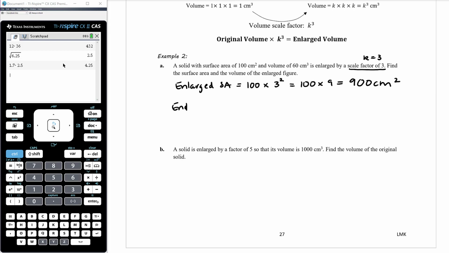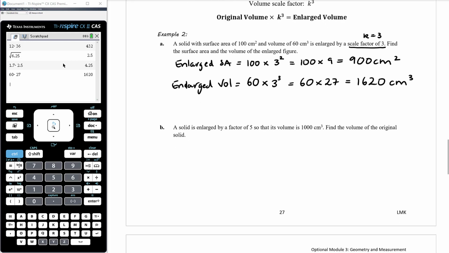And the enlarged volume is going to be the original volume, which was 60 centimetres cubed, multiplied by the volume scale factor, which is k cubed, so that is 3 cubed. So it is 60 multiplied by 3 cubed, which is 27. So 60 times 27 is 1,620, and that is centimetres cubed.